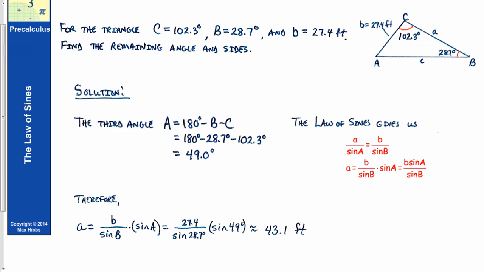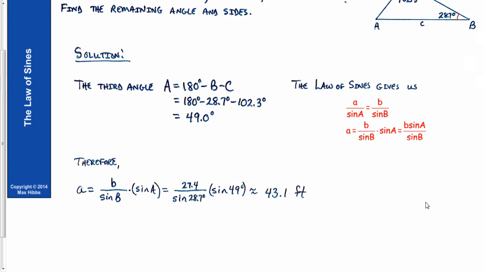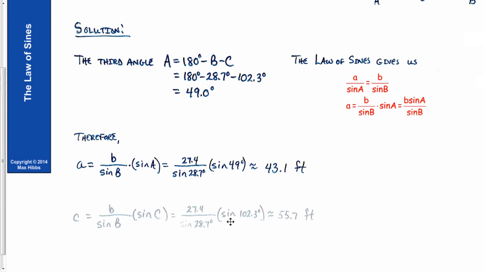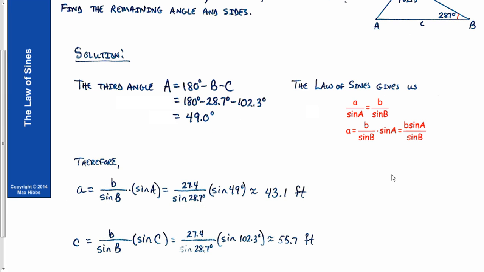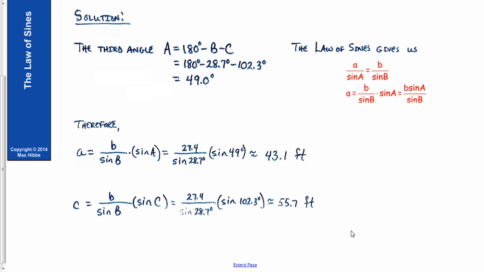Okay. So now what do we know? We know angle A and we know side A, and the only thing left is to figure out what side C is. And to figure out what side C is, I just use the other part of this formula. I could say that C over sine of C is equal to B over sine of B. Okay, I could use that.